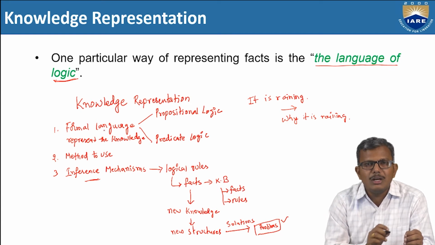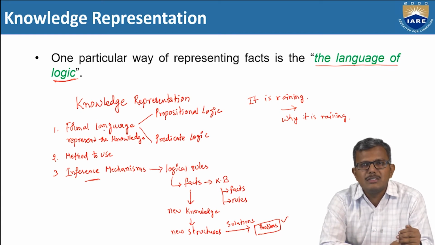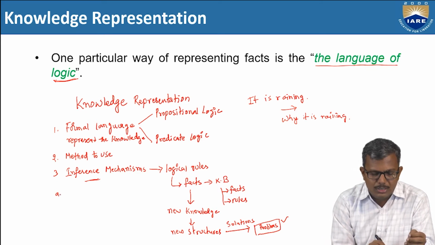Selecting the formal language is not a big matter. Of course, you can select either propositional logic or predicate logic. But you must be able to mention two different things. What are they? One is called syntax and another is called semantics.